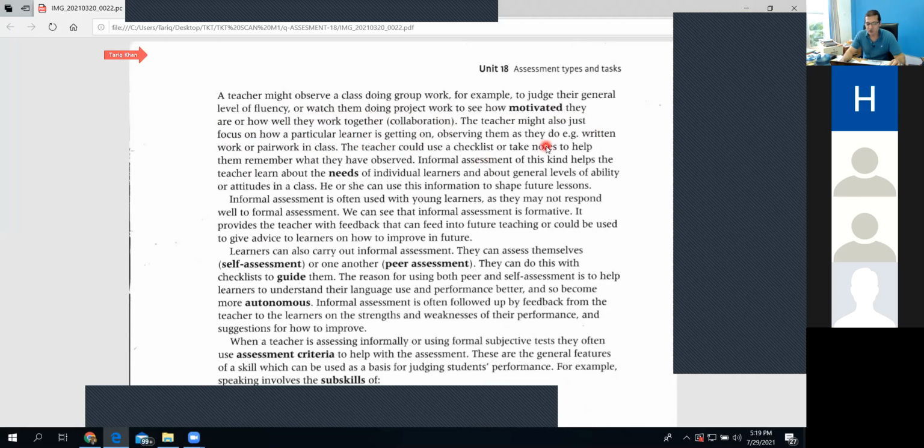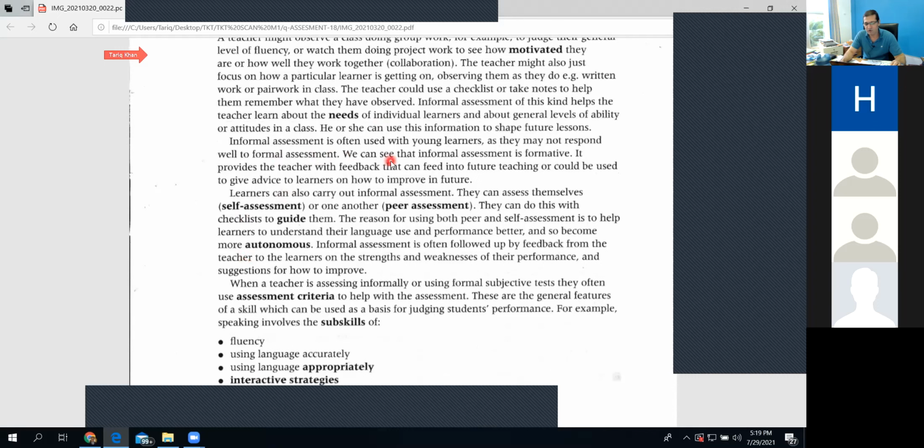Observing them as they do, for example, written work and pair work in class, the teacher could also use a checklist. This is all the types of thing which come under the subjective task, where the teacher is doing the observation of the student, which is not coming in the formal assessment, but comes in the informal way. So you can go through that, nothing technical to understand in it. You just need to go through how the process of informal assessment goes.